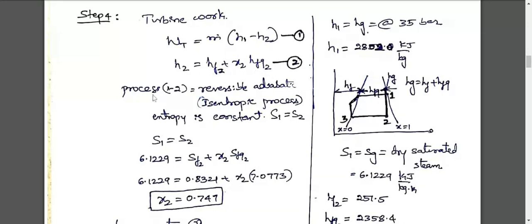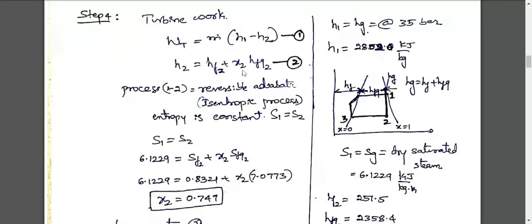Now dear students, process 1 to 2 is reversible adiabatic, or it is also called isentropic process. So in an isentropic process, entropy is constant, that is S1 is equal to S2. Now the same equation number 2 I will write for entropy. S1, because it is dry steam, we get from the data handbook. S1 I got 6.1229, because S1 is equal to Sg, that is dry saturated steam.